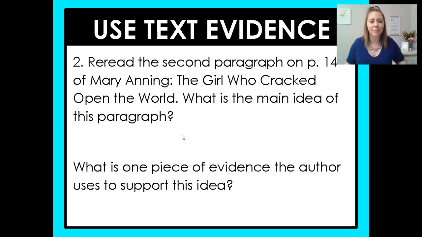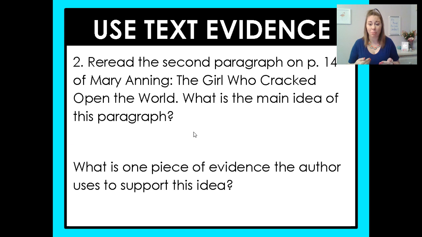And then what is one piece of evidence that the author uses to support this idea? So again, if we think back, it said Mary's name wasn't mentioned when people talked about it. They mentioned the names of the scientists who studied it. So our evidence would be, so it says our main idea, Mary isn't being given the credit that she deserves for finding the ichthyosaur. We know this because on page 14, it said that Mary's name mostly wasn't mentioned when people asked about the ichthyosaur. They only mentioned the names of the scientists who studied it.